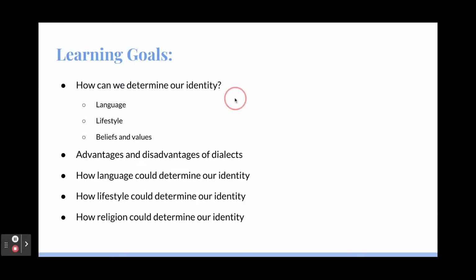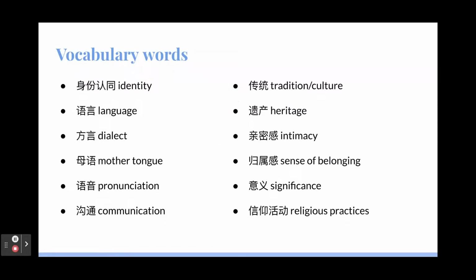a country. So these are the vocabulary words I'll be mentioning throughout this presentation, which could be helpful for you guys to memorize because it could be very helpful to learn during this unit. So I'll be going through these vocabularies really quickly.